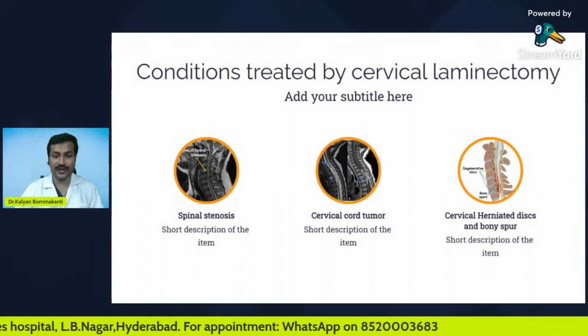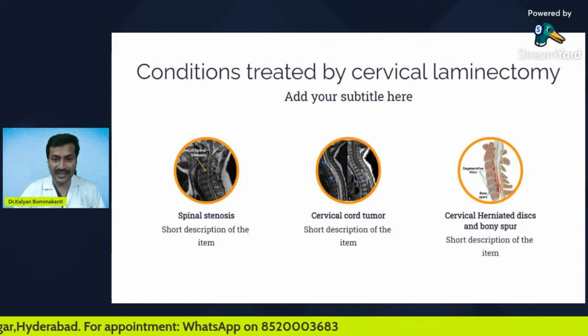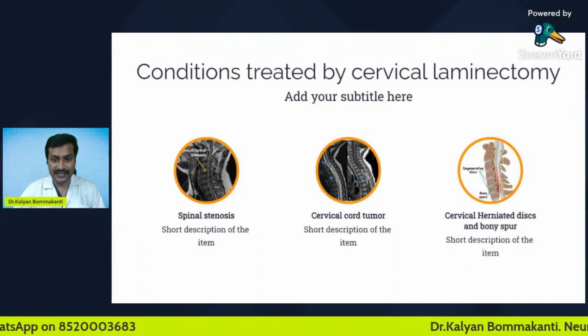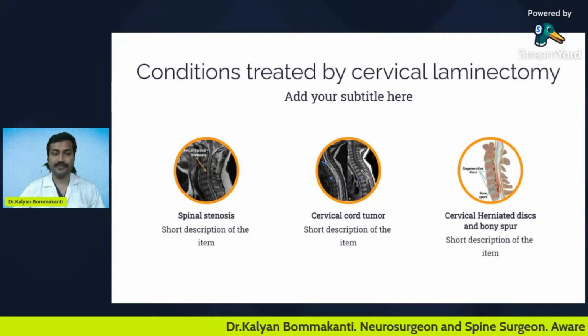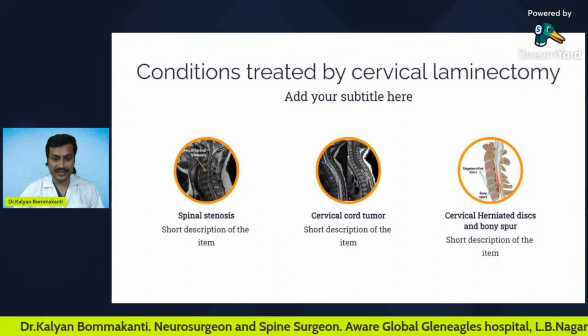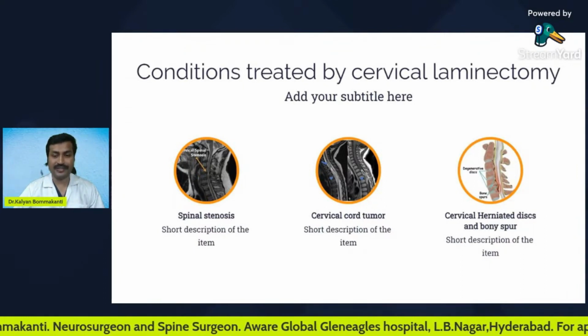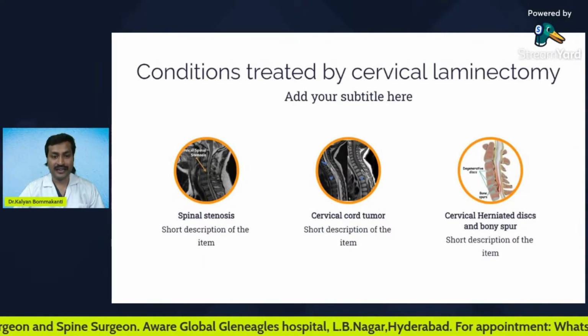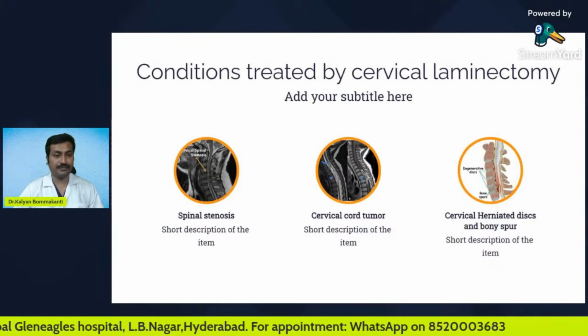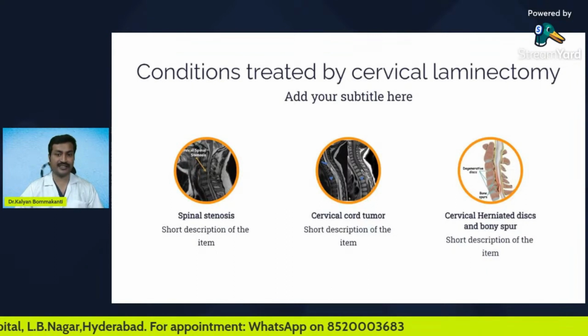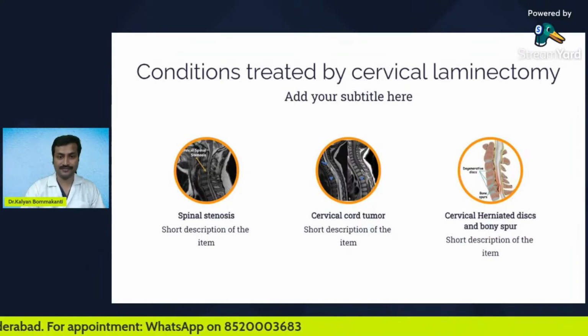The third picture which you are seeing is cervical herniated disc and bony spurs. The herniated disc comes out into the spinal canal, compresses the spinal cord and the spinal nerves, causing secondary spinal canal stenosis, and all the symptoms like neck pain, irritating pain in the neck, weakness, paralysis, numbness, paresthesias, burning sensation, all the other things.